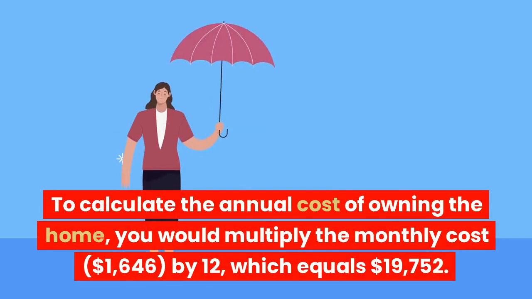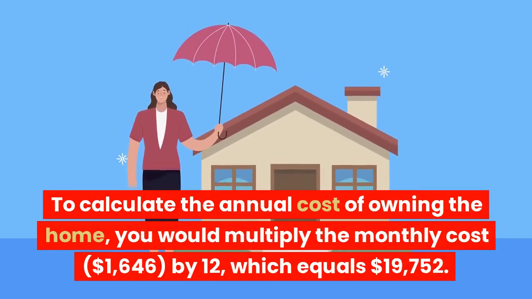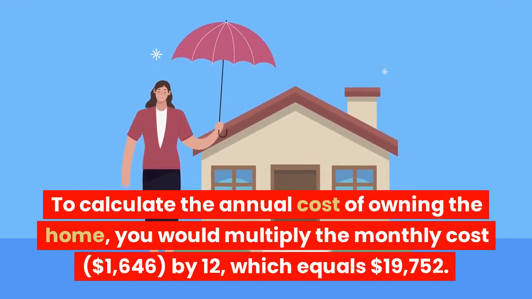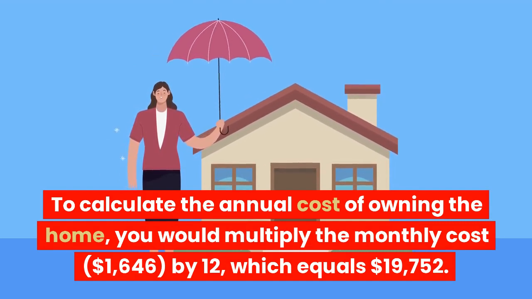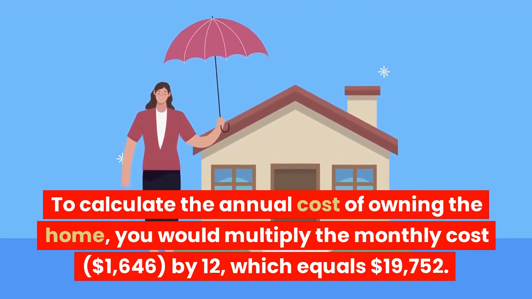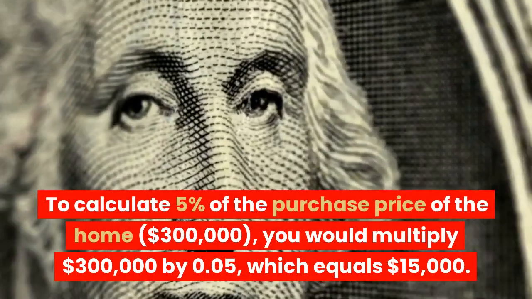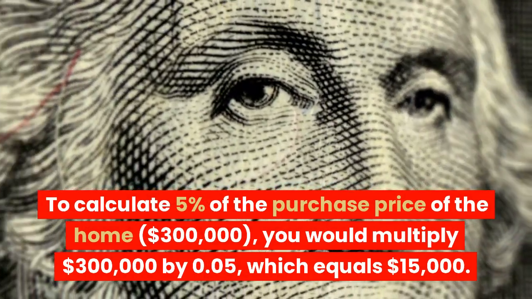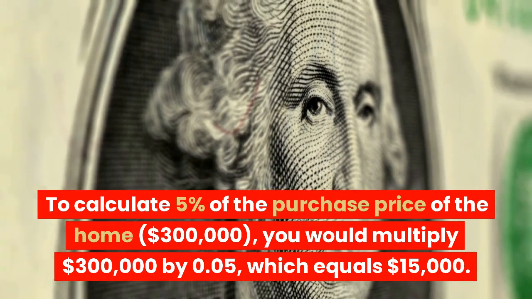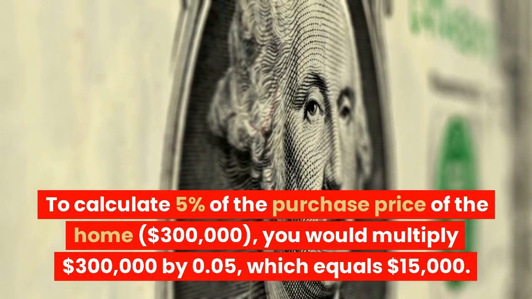To calculate the annual cost of owning the home, you would multiply the monthly cost 1,646 by 12, which equals 19,752. Now you'll calculate 5% of the purchase price of the house, which is 300k. You would multiply 300k by 0.05, which equals 15k.